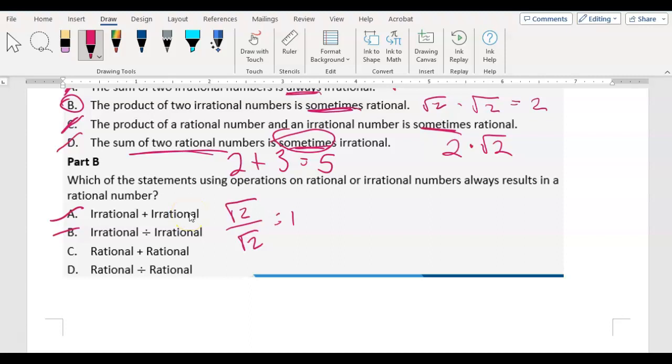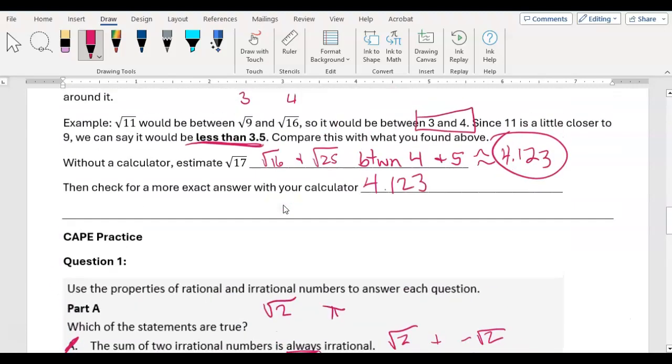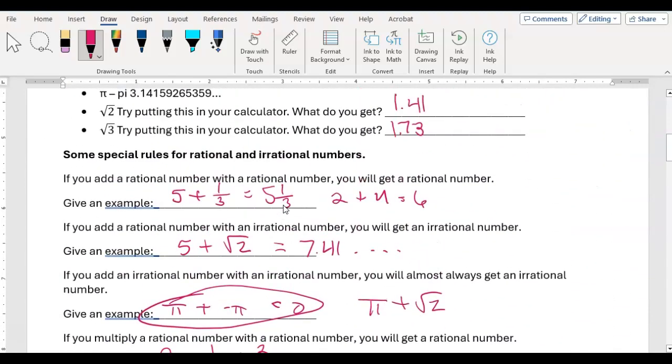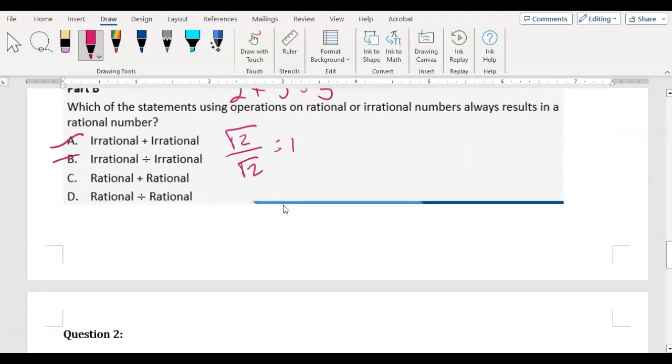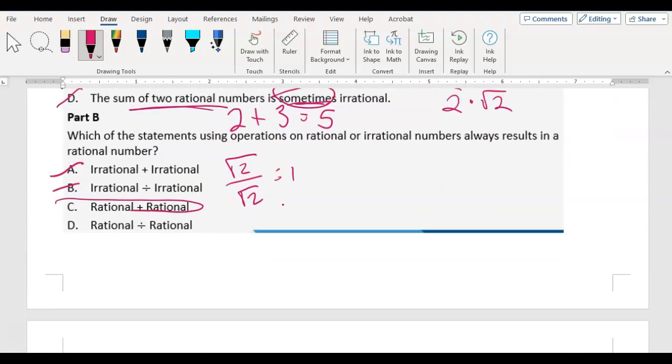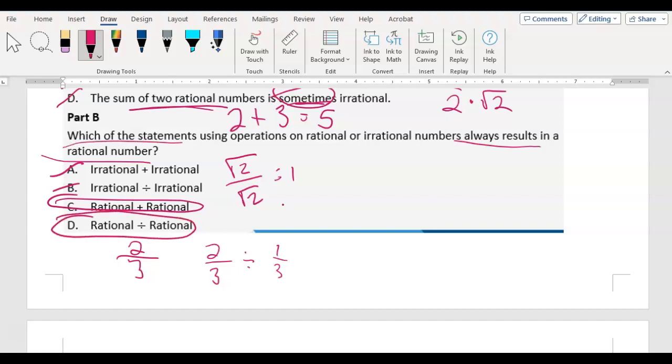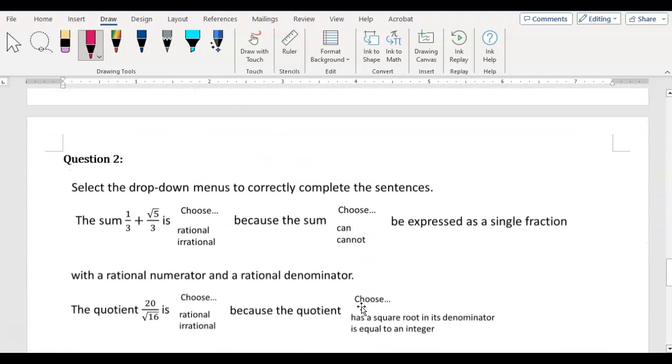All right, so up above we said irrational plus a rational number, right? Our rule here will always get us an irrational number. And then also it says rational divided by rational. So that's if we were to do 2 divided by 3, right? Or even 2/3 divided by 1/3. This is going to always give us a rational number. So for this one, there are two possible answers here. These will both always result in a rational number.